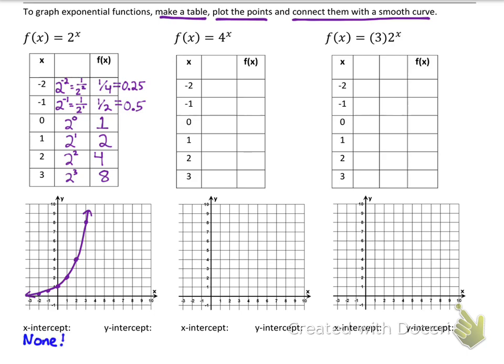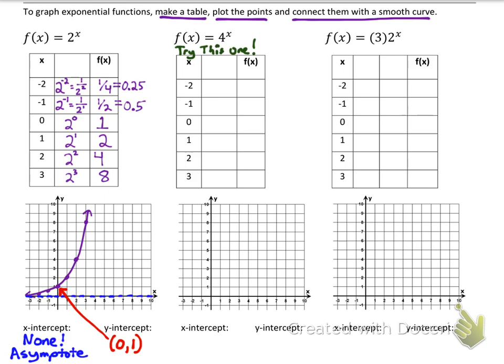We call that an asymptote. And that is why the x-intercept is none. There is no x-intercept because of the asymptote. Now I want you to draw that dashed line along the x-axis to show that the curve never touches the x-axis. And we call that an asymptote. For the y-intercept, the point is 0, 1, and that is right there. That's because anything to the 0 power is 1.